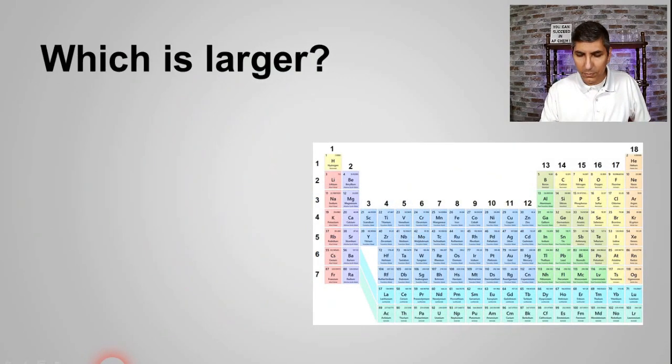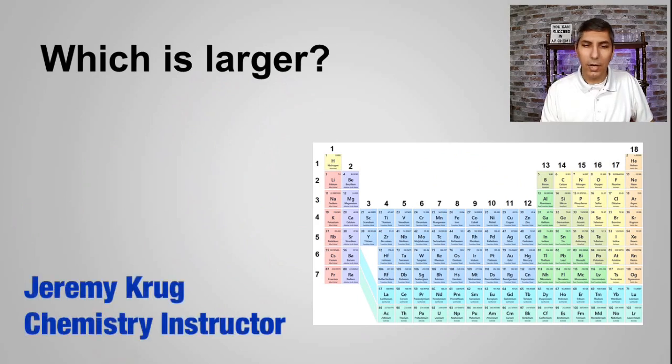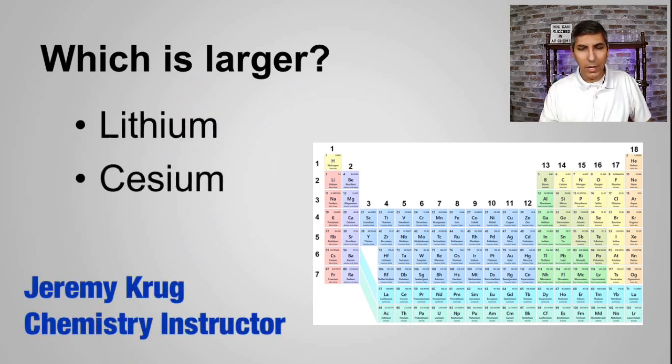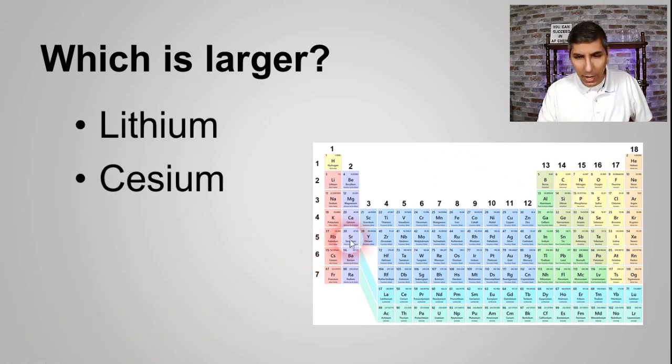So the first part of this is actually a question. Which is larger, an atom of lithium or an atom of cesium? On the periodic table, lithium is right here, Li is its symbol, and then cesium is down here at the bottom. Cs is its symbol. So which of those two atoms is larger? When I ask students in my classes, usually they say that cesium is the larger atom. And I would agree, cesium is the larger atom.